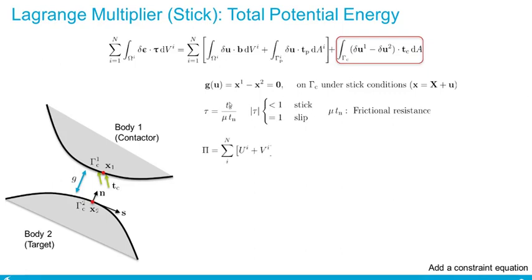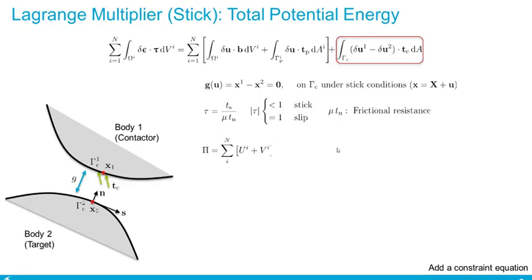Starting from the total potential energy of the system, we have n bodies. So the total potential energy would be the sum of the internal energy and the potential energy from external work of all the n bodies. So this should be a complete bracket here.